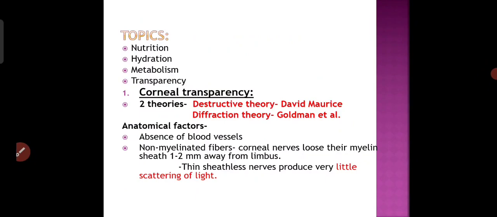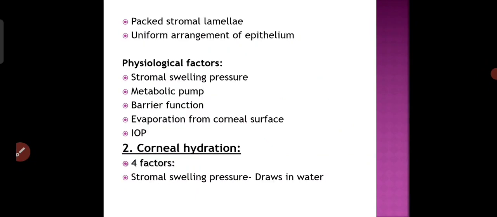The first factor is the anatomical factor, which includes the absence of blood vessels, the non-myelinated fibers which lose the myelin sheath 1 to 2 mm away from the limbus. These sheathless nerves produce very little scattering of light, the packed stromal lamellae, and the uniform arrangement of epithelium.